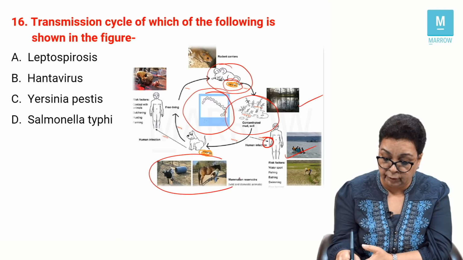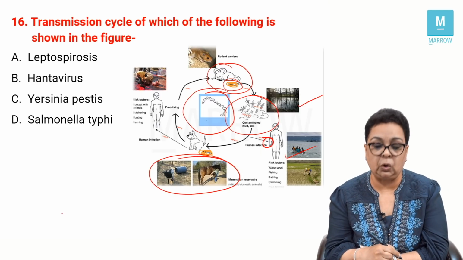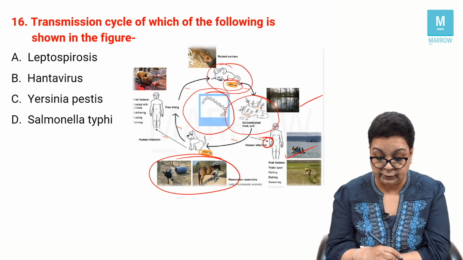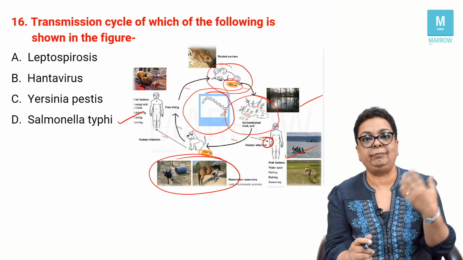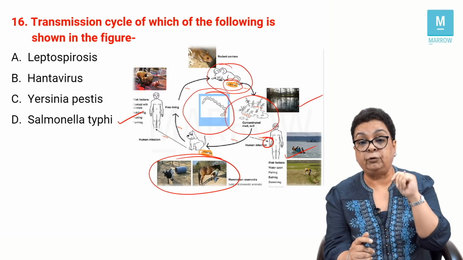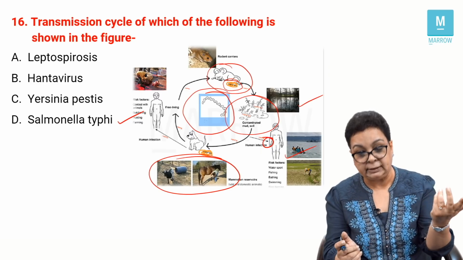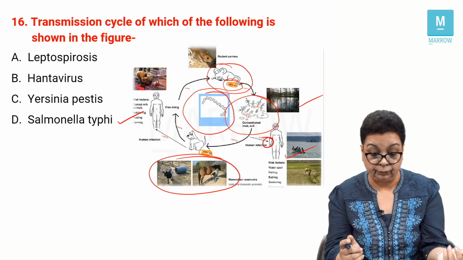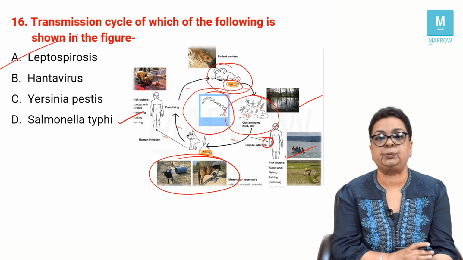Then we have so many animal reservoirs, dogs, horses, cows, sheep as acting as reservoirs, right? So this makes the people who are responsible for slaughtering animals, these are people also at risk. So answer here is leptospirosis.